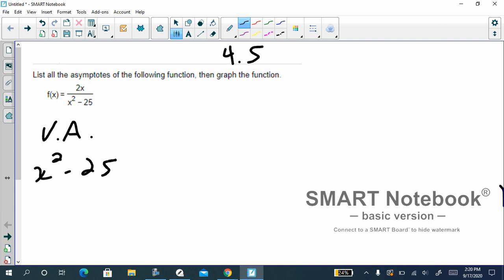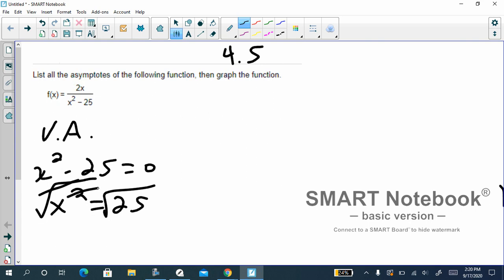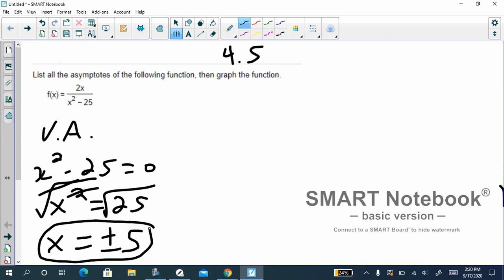So if we set the denominator equal to 0, we could either factor this, or for this one, we could move 25 over, take the square root of both sides. But remember, if we take the square root of both sides, we have to include plus or minus. That's the only time we include plus or minus for a square root, is if we take the square root of both sides, not just one side.